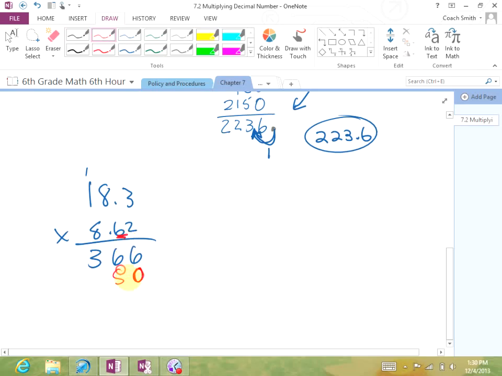6 times 3 is 18. Carry my 1. 6 times 8 is 48, plus 1, 49. Carry my 4. 6 times 1 is 6, plus 4, be 10. Now, I'm right here at the 8. I'm at the 8, so I got to go 1, 2 zeros.